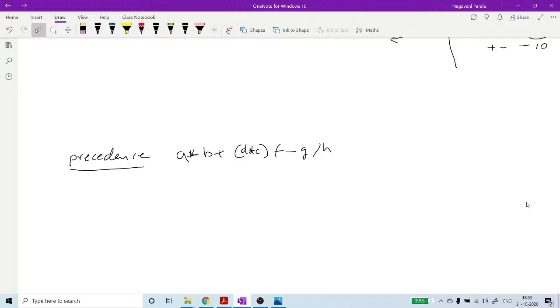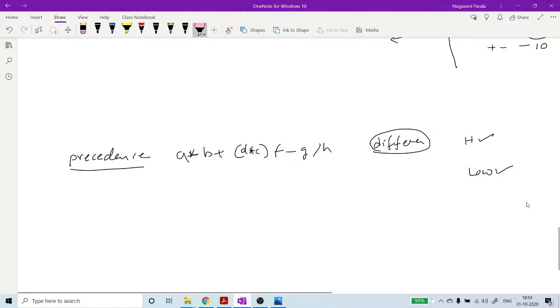Suppose how many operators are there? Different operators. When different operators are there, then we have to follow the precedence, high priority to low priority. So when an expression consists of different operators, which should be evaluated first and which should be evaluated later will be decided by the precedence.